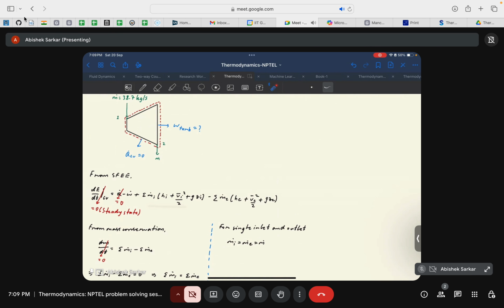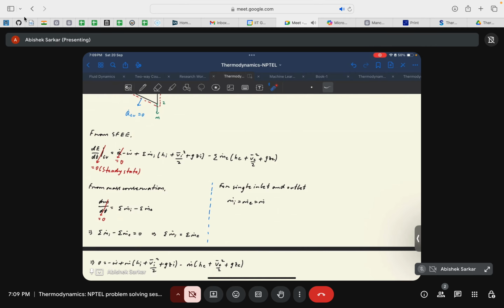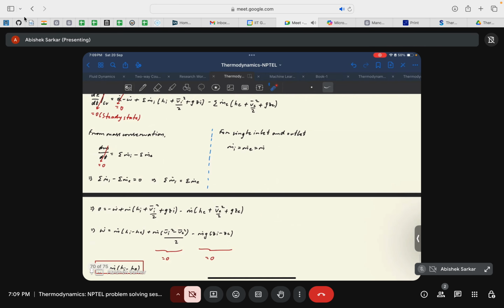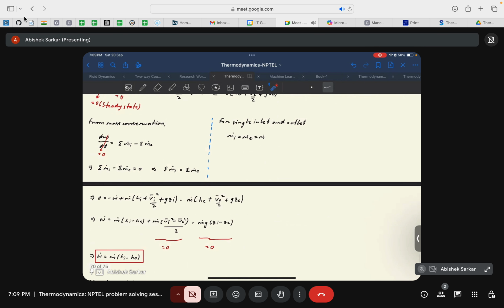So from mass conservation, we will have dm by dt equal to 0 for steady state, and we will have summation of m_i equal to summation of m_e. If we simplify a bit further, for single inlet and outlet, we will have m_i dot equal to m_e dot equal to m dot. So we will be left with this equation: 0 equals minus W dot plus m dot (h_i plus v_i square by 2 plus g z_i) minus m dot (h_e plus v_e square by 2 plus g z_e).